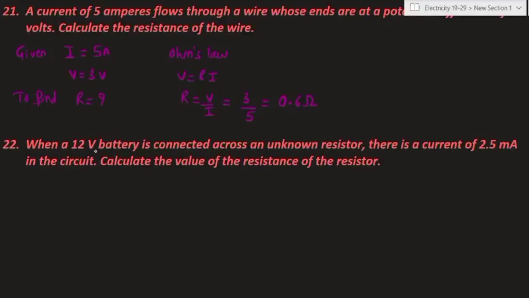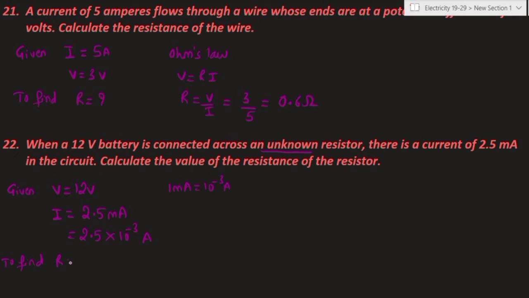Let us move to the next question. When a 12 volt battery is connected across an unknown resistor, there is a current of 2.5 milliampere. What is given in the problem? Let us write. Potential difference of 12 volt is given, and electric current 2.5 milliampere. We know that 1 milliampere is equal to 10 to the power minus 3 ampere. Here I am writing 10 to the power minus 3 ampere. And what is the problem asking? Resistance.